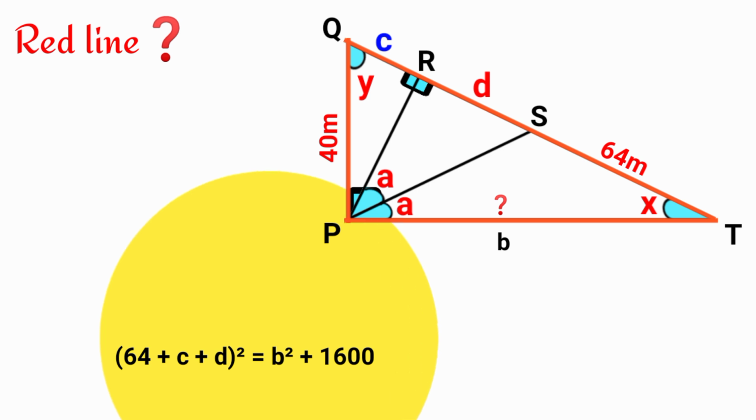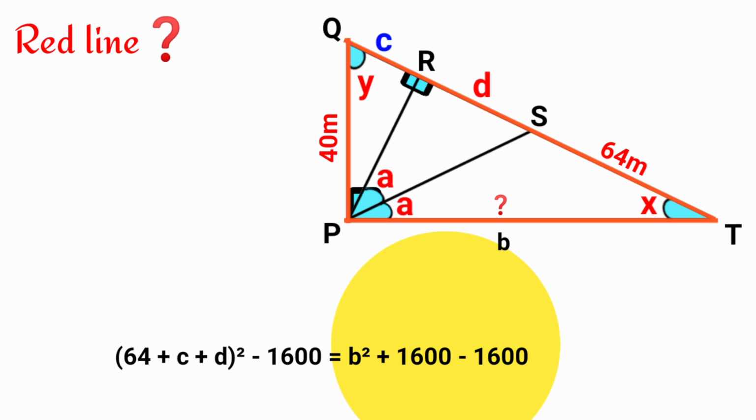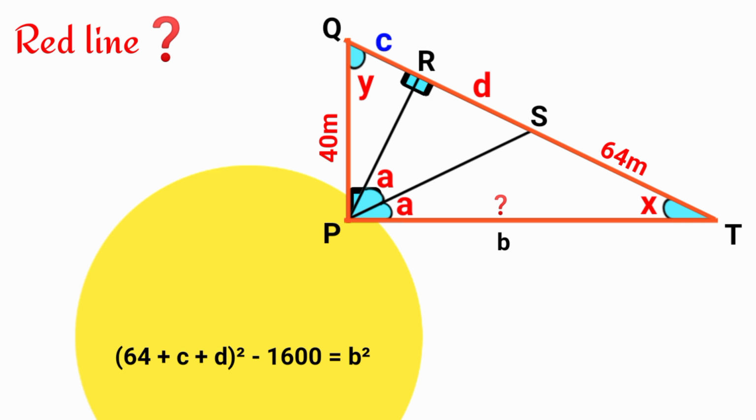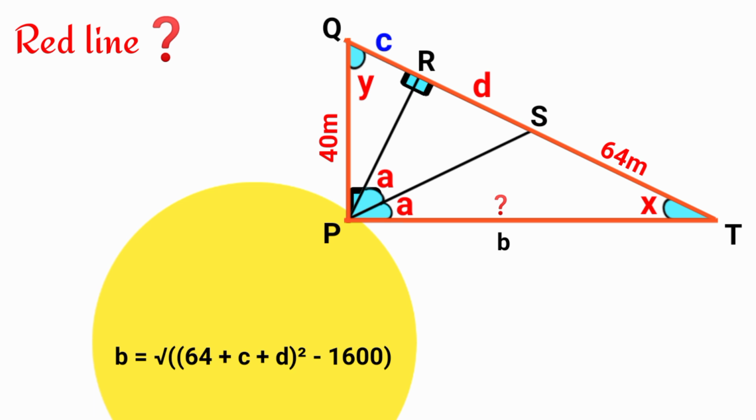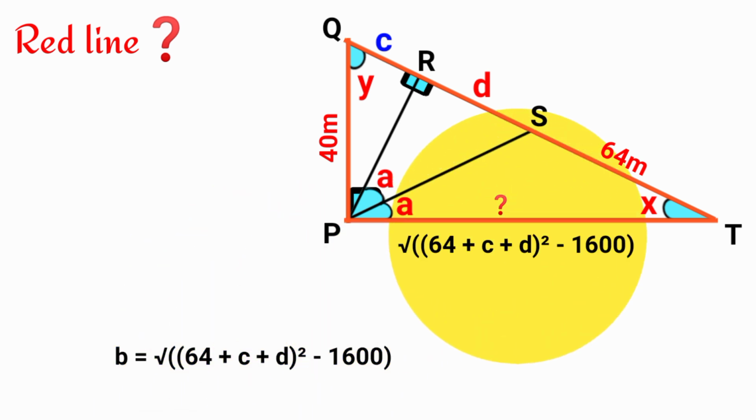Subtract 1600 from both sides. Here 1600 minus 1600 is 0. So 64 plus C plus D all squared minus 1600 equal to B squared. That is, B squared equal to 64 plus C plus D all squared minus 1600. Take the square root of both sides. Here square root of B squared is B. So B equal to square root of 64 plus C plus D all squared minus 1600. That is, the length of this straight line is square root of 64 plus C plus D all squared minus 1600. Now what are the values of C and D?